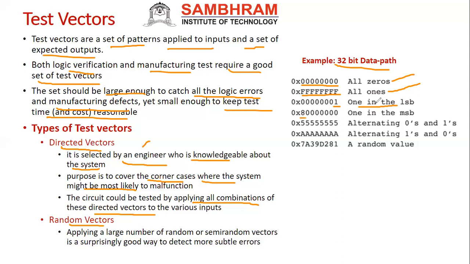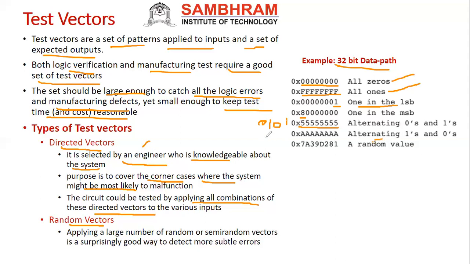One in the MSB means these are all the values, shown as hexadecimal values, so 800 will be there. So the first time we apply only the LSB as 1. Next we apply 1 in the MSB. Next, we are alternating zeros and ones, like 0, 1, 0, 1, 0, 1 in this way.